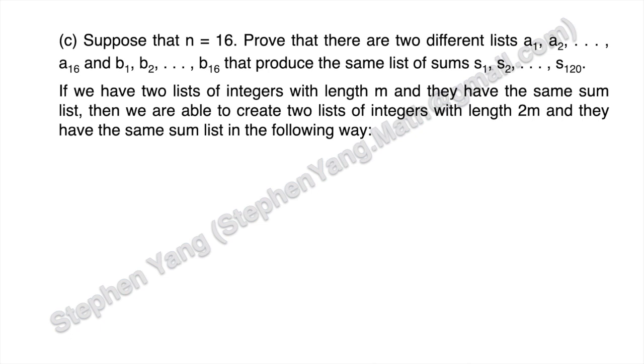So if we have two lists of integers with length m, and they have the same sum list, then we're able to create two lists of integers with length 2m, and they will have the same sum list in the following way.